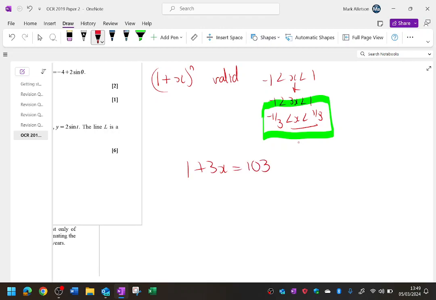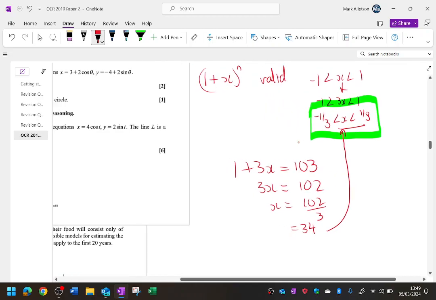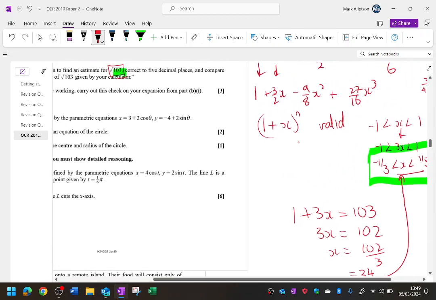So if I take away 1, I'm going to get 3x is 102. Therefore, x would have been 102 over 3. That does divide, so it's 34, I think. So if x was 34, that would work. Problem is x needs to be between minus a third and positive a third, so we can't use 34. It wouldn't be valid. So we have to think of another way of doing this.